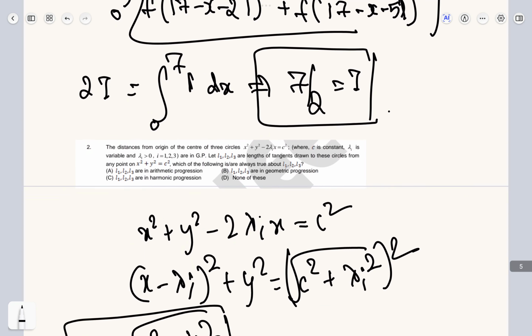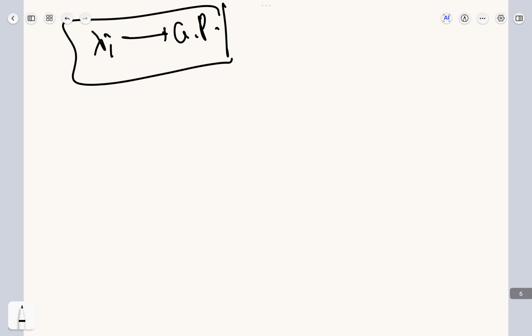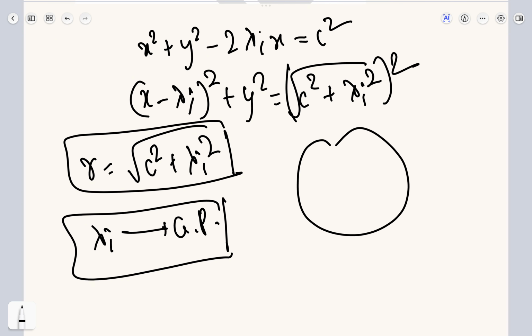And L1, L2, L3 are lengths of tangents drawn to these circles from any point on this circle, and what is always true? Okay, so it's saying about any point on this circle, x square plus y square is equal to c square, right?